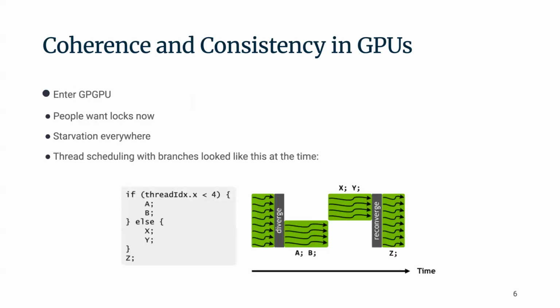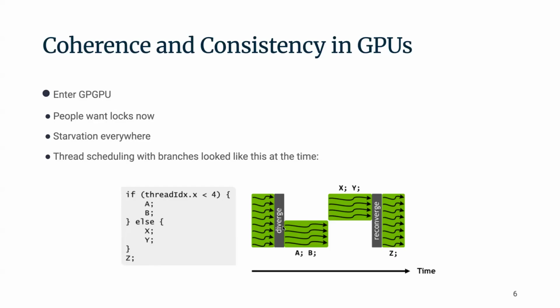So enter general purpose GPU programming, and people want locks now. And there's starvation everywhere. To see why this starvation and deadlock happen, let's see what thread scheduling with branches looked like at this time. Here we have a piece of code. It says that if the thread index, which is the number of the thread in the warp, from 0 to 31 across the 32 threads, is below 4, the first 4 threads execute A and B. The rest of them execute X and Y, and then they all execute Z.